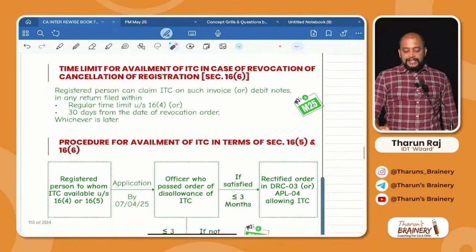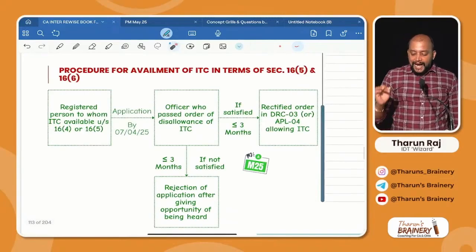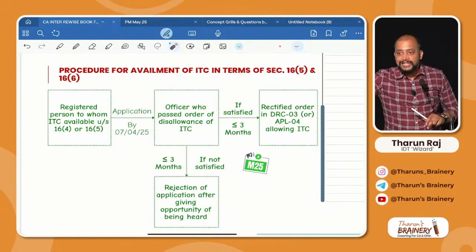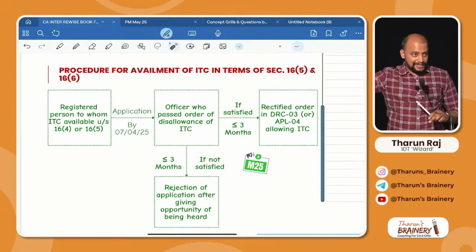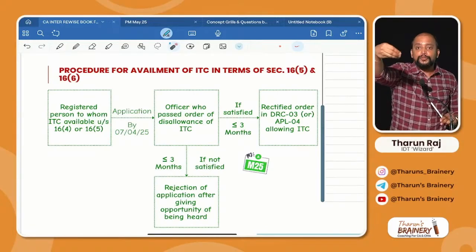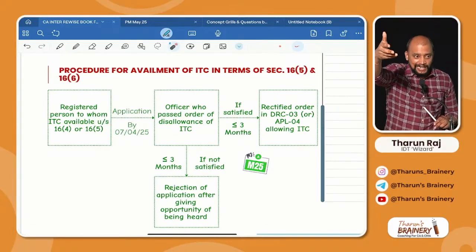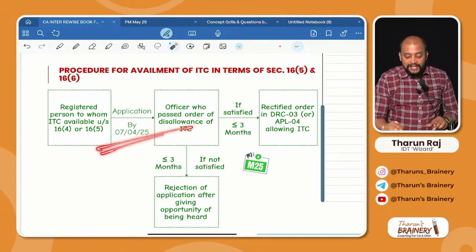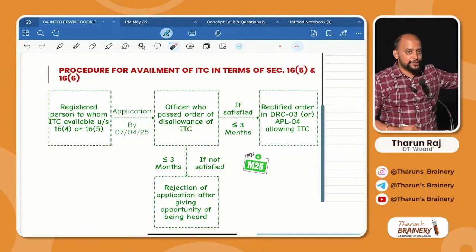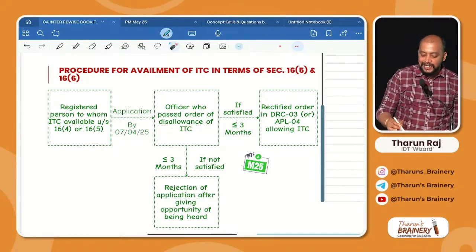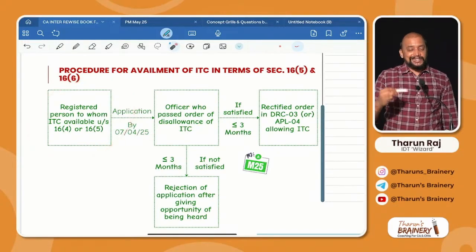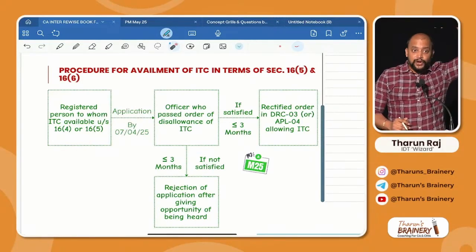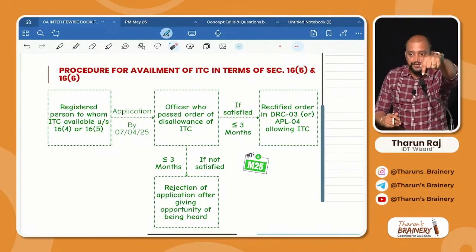Yes. See the procedure. By 7th April 2025, still a few more days are there. So if any person whom you know has missed taking ITC, even today you can tell them, because 7th April 2025 is the time limit for taking ITC. A registered person to whom ITC is available under 16.4 or 16.5, who has not taken it in the past years, is eligible because of these two sections.